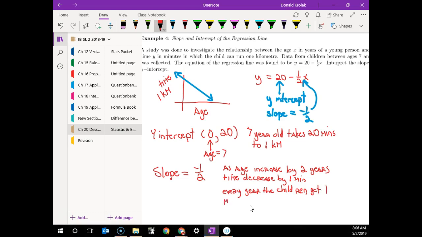There's lots of ways you could write it. 1 minute every year it would be calculated. Yeah, oh yeah, you're right. Gets half of a minute faster. Or their time improves by half a minute, however you want to write it.